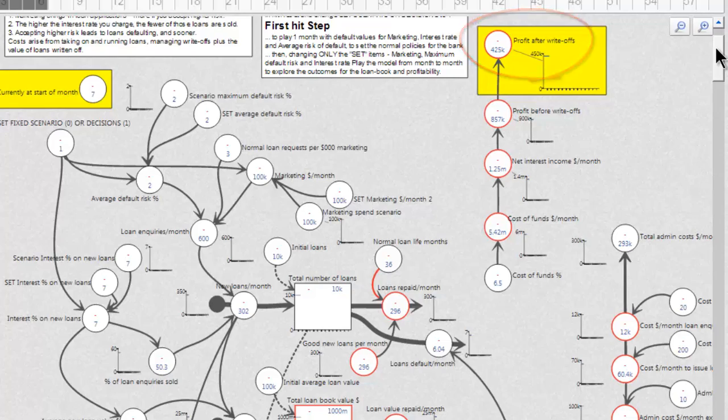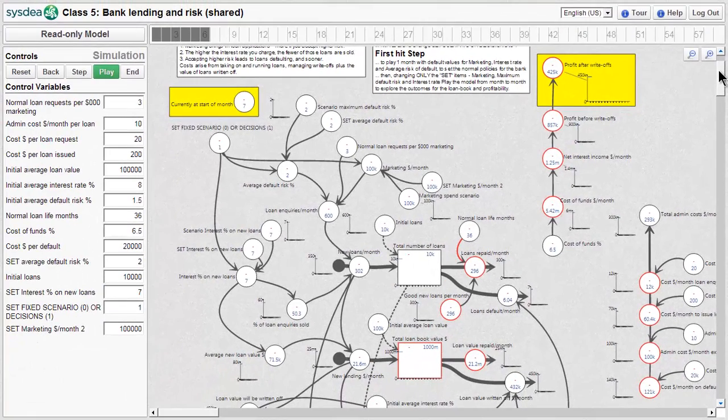from the bank's profit. So the choice for the bank in this case is between charging low interest rates but accepting only the very lowest risk of default to keep costs down, or accepting higher risk and charging higher interest rates to cover the cost of the loans that go bad. In this scenario, I've run the model for 6 months with no changes to the initial decisions, a low risk policy and low interest rates.